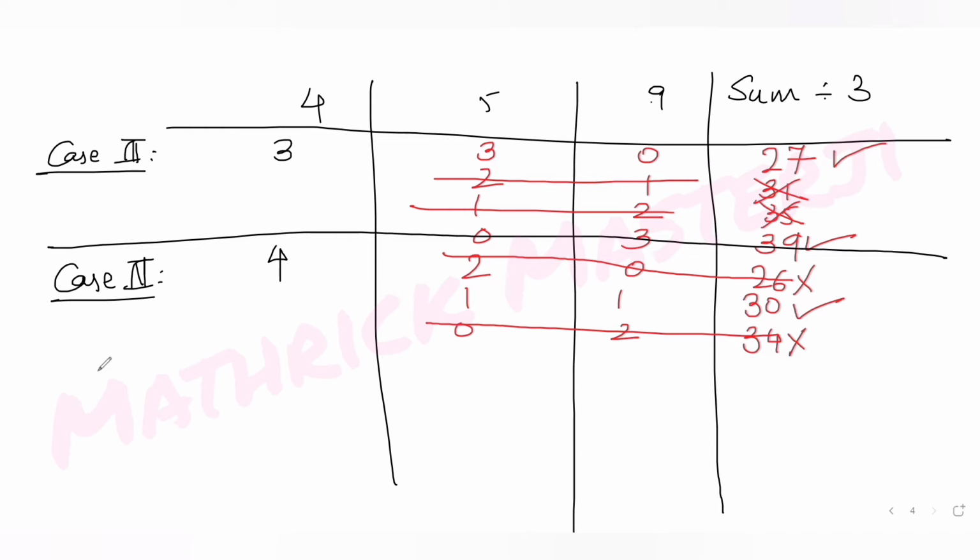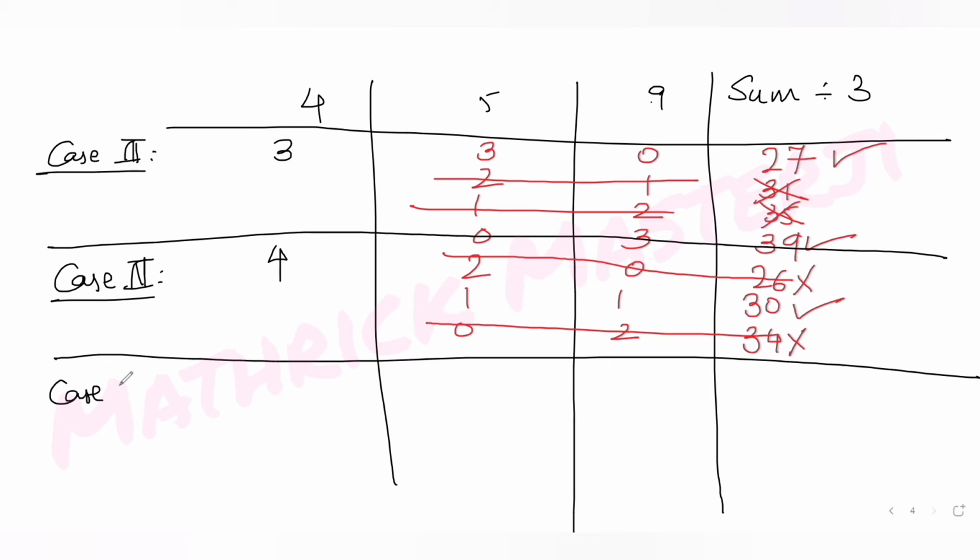Now, if I see the fifth case where I can have 5 4s, and when I have 5 4s, the sum is already 20, and I can have 1 5 and 0 9s, or I can have 0 5s and 1 9. So 20 is already the sum, and 1 5 would make it 25, which is not possible because it's not divisible by 3. And if I take 1 9, it is 20 plus 9, 29, which is also not divisible.